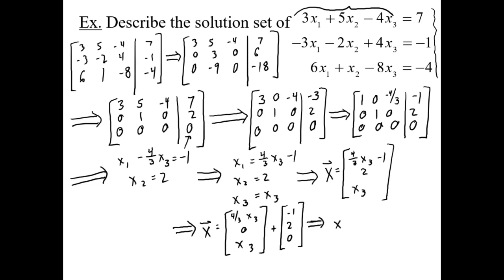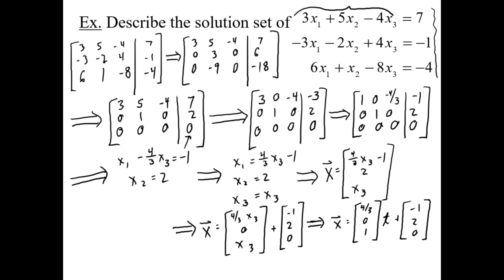And then one last thing I'm going to do here, I'm going to pull out the x3 from the first vector. So we're going to get 4 thirds, 0, 1 times x3, as we did before. I'm just going to call that t because that's going to end up being our parameter, plus this vector, negative 1, 2, 0.